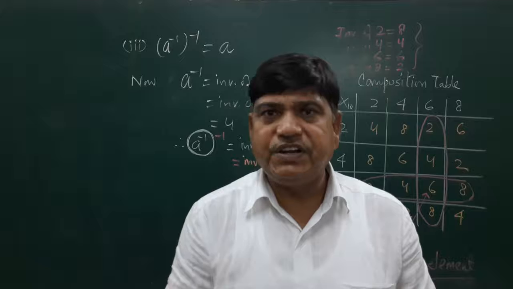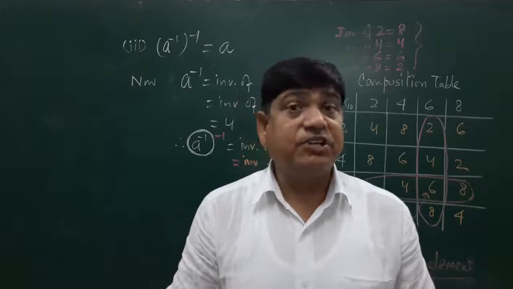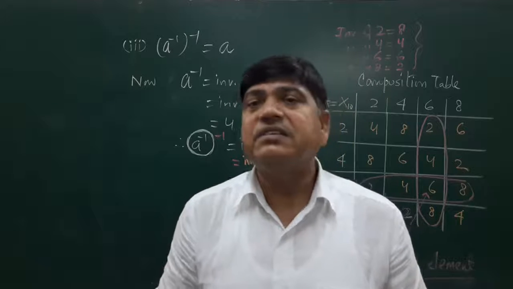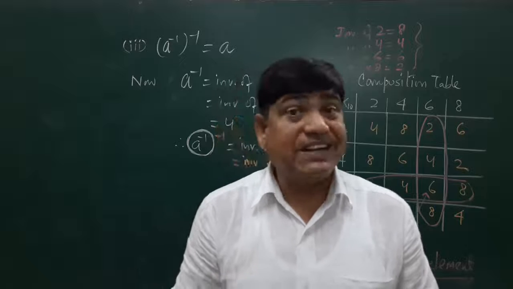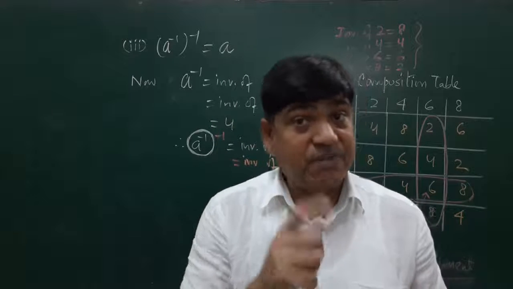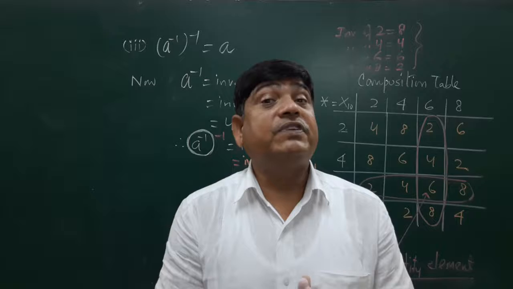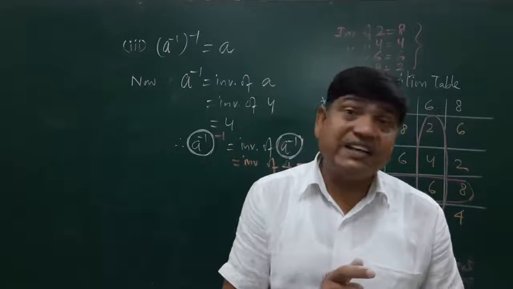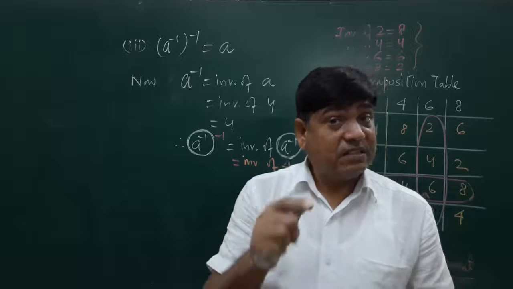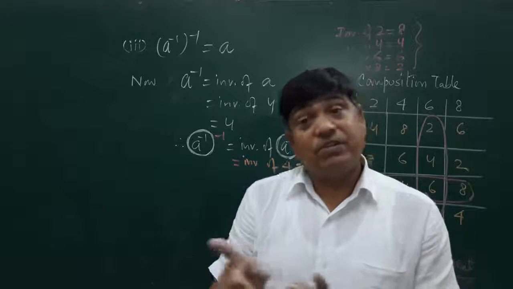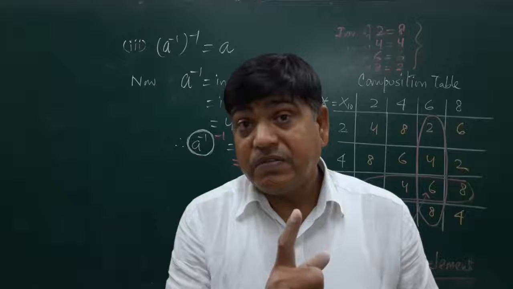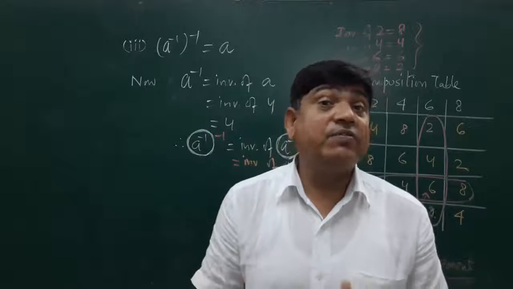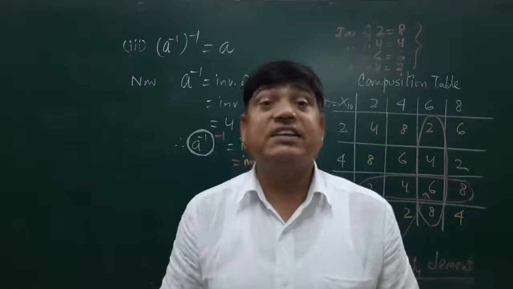Now in the next video we will consider a new topic, but it is again related to the group, that is the order of an element. You remember we have done the order of a group. Order of a group means if the set is finite, then the number of elements in that set is the order of the group. But remember, we have to define the order of an element. We will discuss it in the next video.